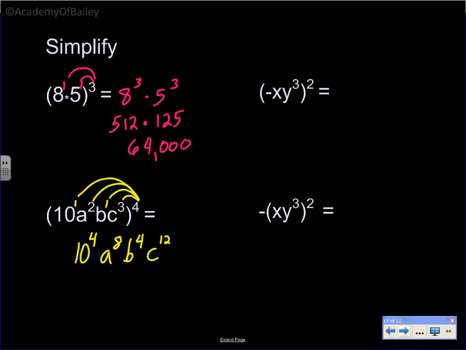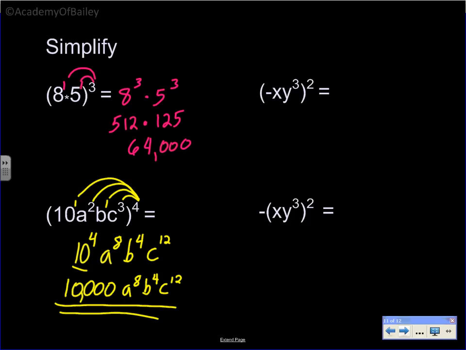Now, we don't want to leave it like this because we can work with 10 to the 4th. So 10 to the 4th power is 10 times 10 times 10 times 10, which means you're going to have 1 with 4 zeros. So that's 10,000. 10 to the 4th is 10,000. A to the 8th, B to the 4th, and C to the 12th. So there is your simplified version of the problem.